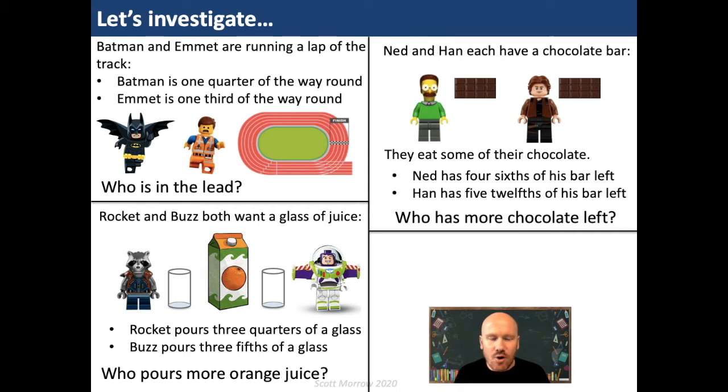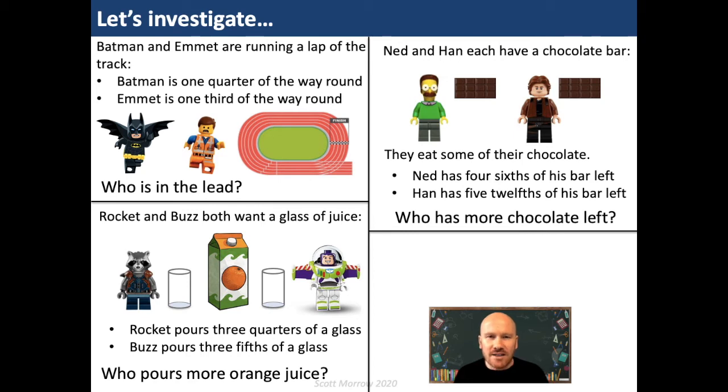And the second problem, Rocket and Buzz both want a glass of juice. Rocket pours 3/4 of a glass. Buzz pours 3/5 of a glass. Who pours more orange juice? And then the third problem, Ned and Han each have a chocolate bar. They eat some of their chocolate and Ned has 4/6 of his bar left, whereas Han has 5/12 of his bar left. Who has more chocolate left?